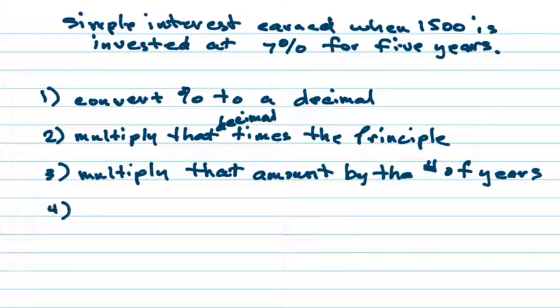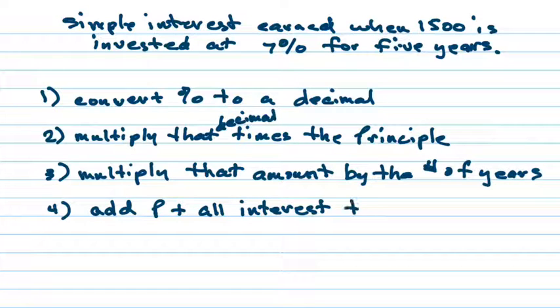And finally, add the principal plus all the interest to get your total. And it doesn't matter if it's total that you're earning or total that you're paying. It makes absolutely no difference. The monetary amount's going to be the same.